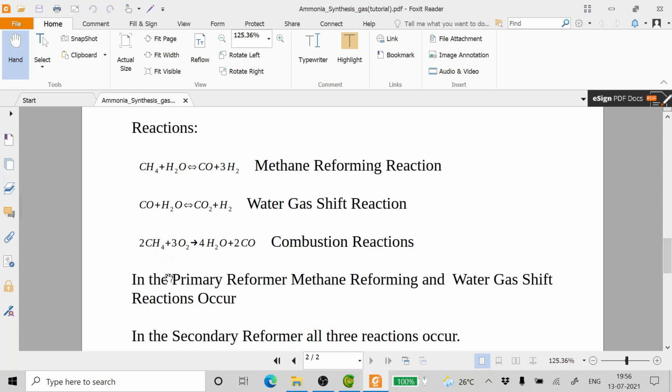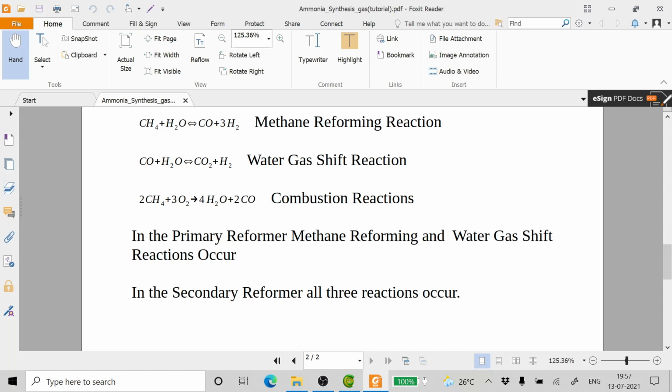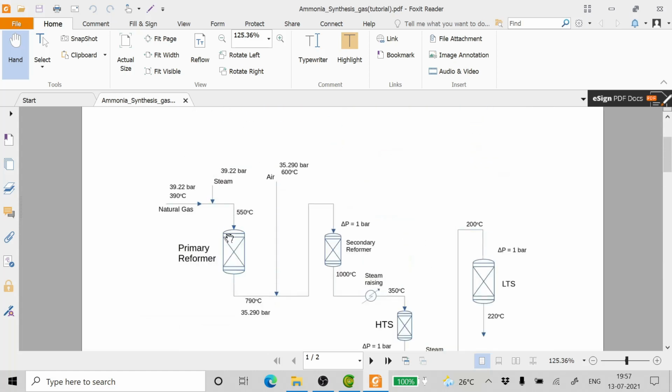Now remember one thing, that this happens because there is an insufficient amount of oxygen. The oxygen required for complete combustion is not there. And therefore, what happens is you have carbon monoxide being produced here. Now, in the primary reformer, the methane reforming reaction and water gas shift reaction occur. And in the secondary reformer, since air is being pumped in, the combustion reaction also occurs.